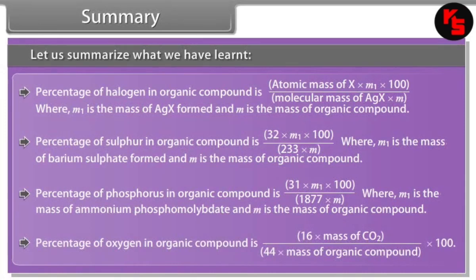Percentage of oxygen in organic compound is 16 × mass of carbon dioxide divided by 44 × mass of organic compound × 100.